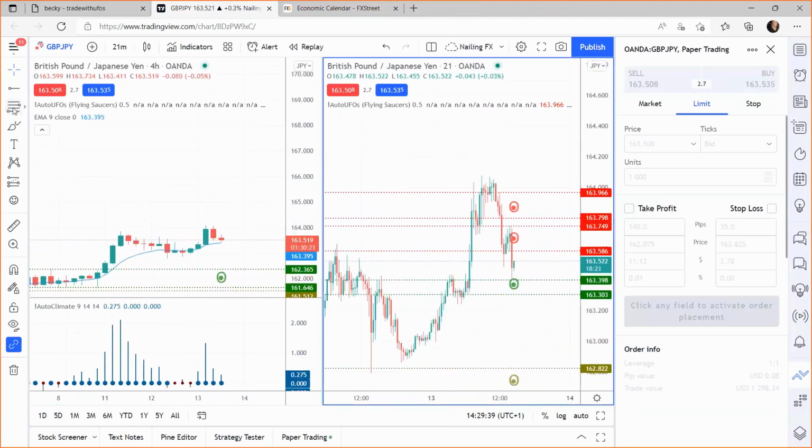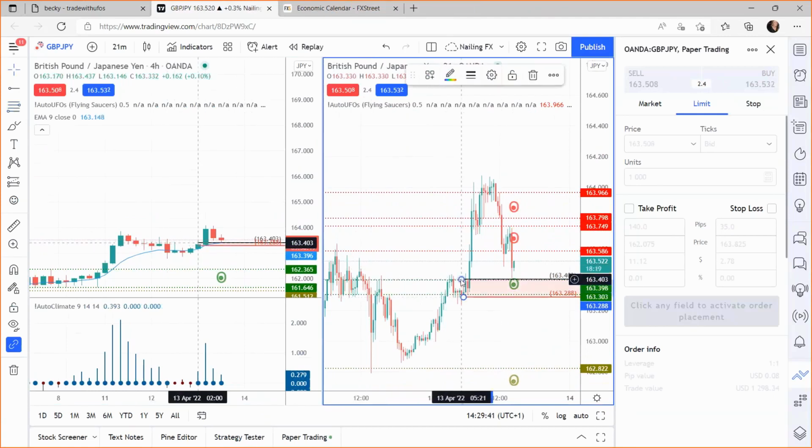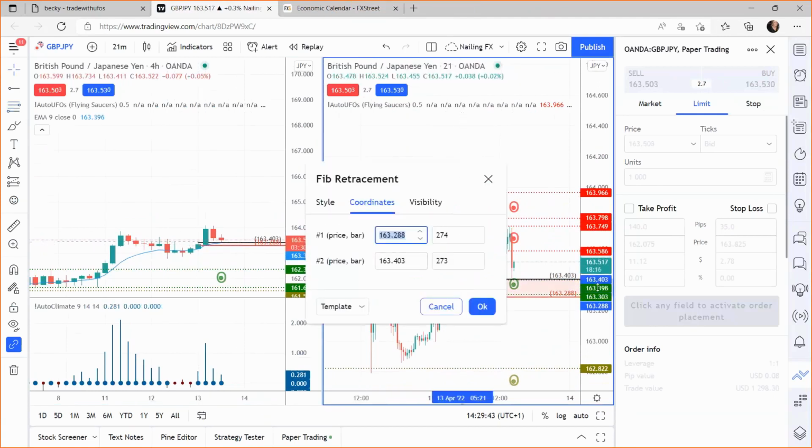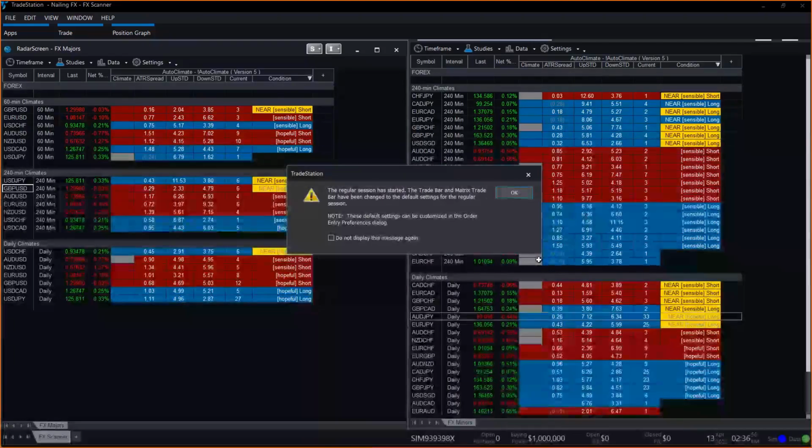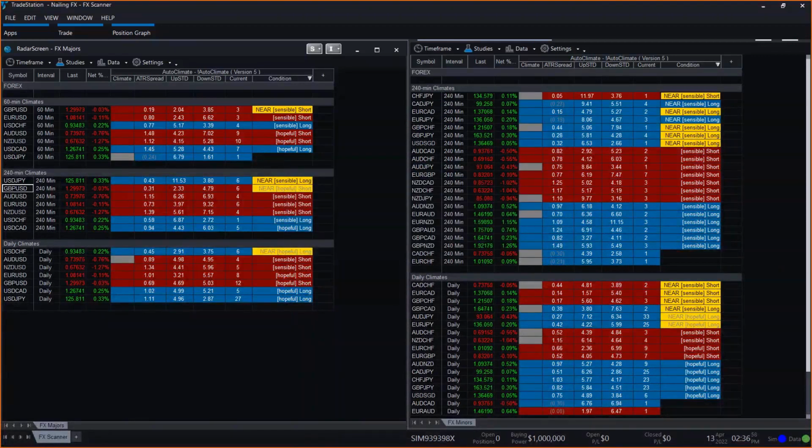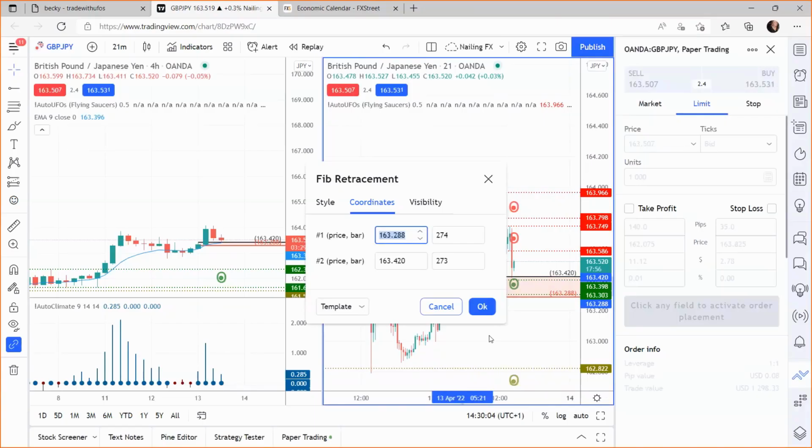So let's use this area. There we go. Our entry price, we're going to take this higher number, which is 163.398. We'll round it up to its closest pip, which is 163.40. Then we're going to add a couple of pips for the spread, so 163.42. Our stop loss, we're going to take this bottom number, which is 163.303. We'll round it down to 163.3. And then we're going to take off 5 pips for wiggle room.